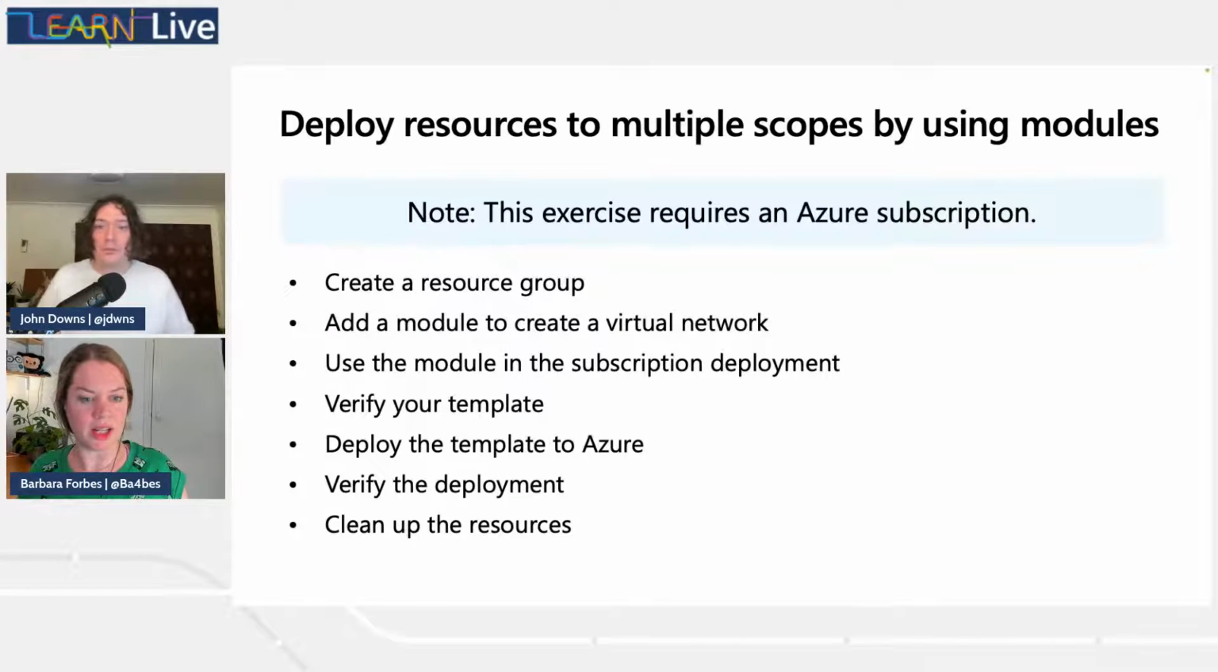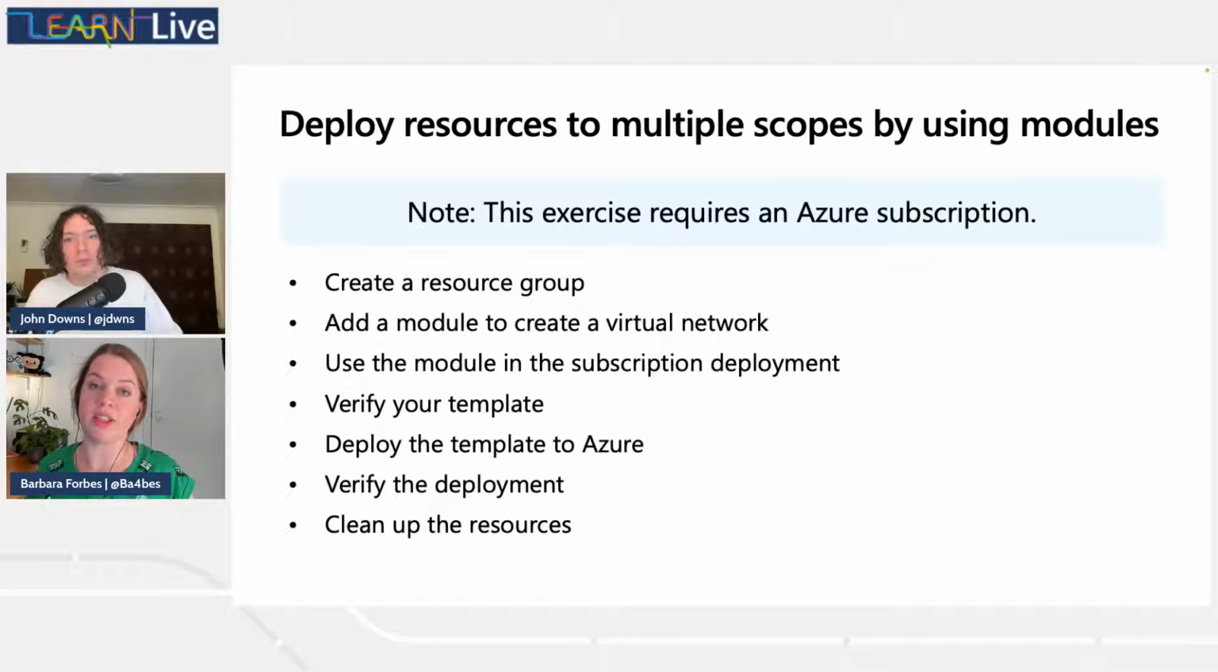Cool. And I'll move back here. What we did is we created a resource group and we added a module for that virtual network. And then we used it in the subscription deployment, verified it, and then deployed it through Azure. What I haven't done in this case is cleaned up the resources. If I didn't deploy that policy, I could have cleaned it all up by just cleaning up that resource group. But if you have followed along and you did deploy a policy, then you need to remove it like John just did.